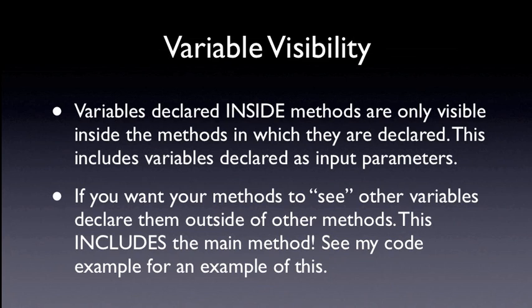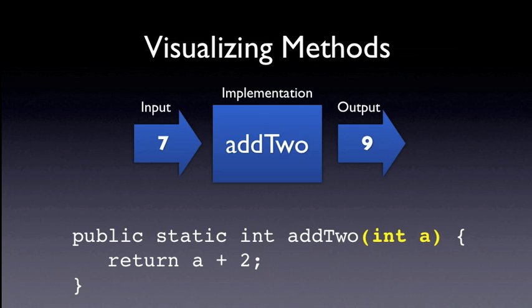A couple other things that we'll talk about is that variables declared inside of methods are only visible inside the methods in which they are declared. This also includes variables declared as input parameters. So let's go back and look at this visualized method. This variable, int a, I've declared the name of the variable to be a. It stores data type integer. It only exists inside of these two curly brackets. So when this method is run, this variable is created, it's utilized in this method, and as soon as this method is done executing, the variable a is destroyed.